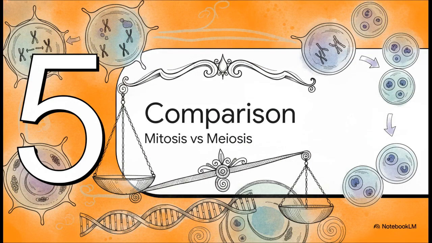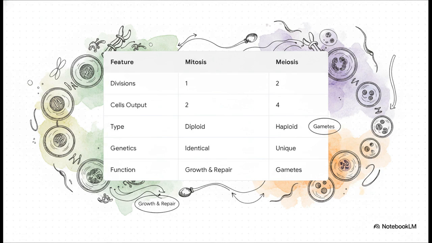Okay, let's wrap this up in Section 5 by synthesizing all this complex biology and putting these two processes head to head. Let's lock in these contrasts. Look at how they flow side by side. Mitosis takes 1 division, meiosis takes 2.